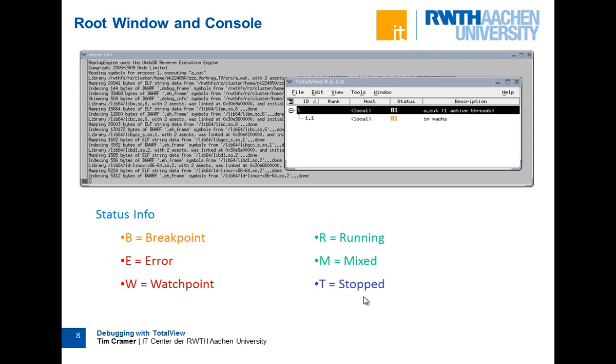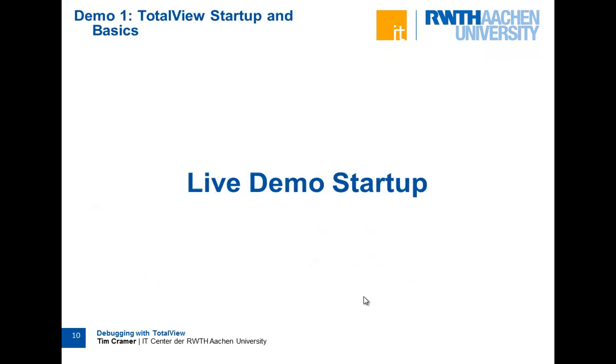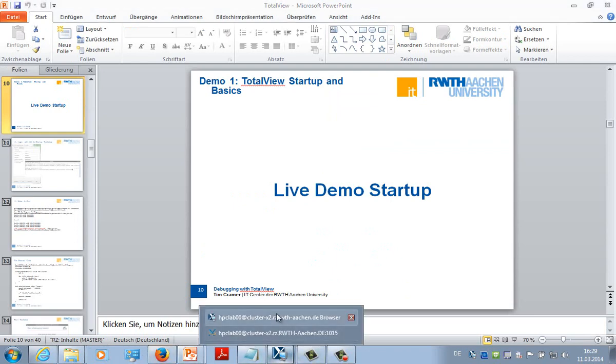And that's another window where you have the state of each process and each thread. This is a second window which will start, and I'll show that in a minute. At the moment we see this process is at a breakpoint. You also have other status info, for example errors or watch points, or if it stopped for some other reason, or maybe the process is running. Breakpoints and watch points, I will now show you interactively how you can set and specify them.